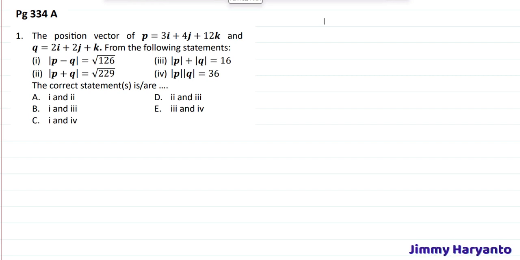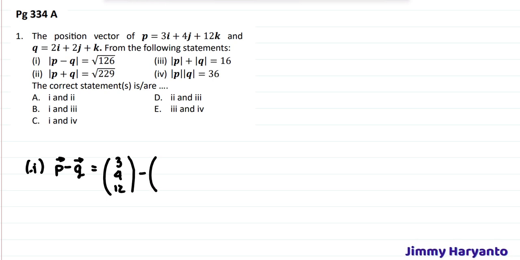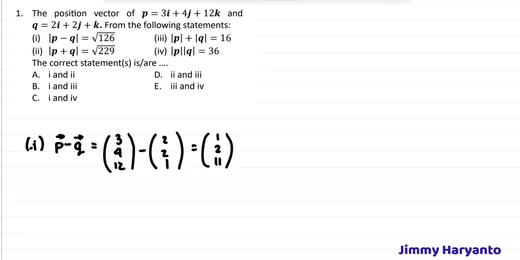Next is page 334A. First question, the position vector of P equals 3, 4, 12, and Q. From the following statements, find the magnitude of P minus Q. So for the first one, we have to subtract first. We have to find vector P minus vector Q, which is 3, 4, 12 minus Q, 2, 2, 1, equals 1, 2, 11. Okay, that is the first one.